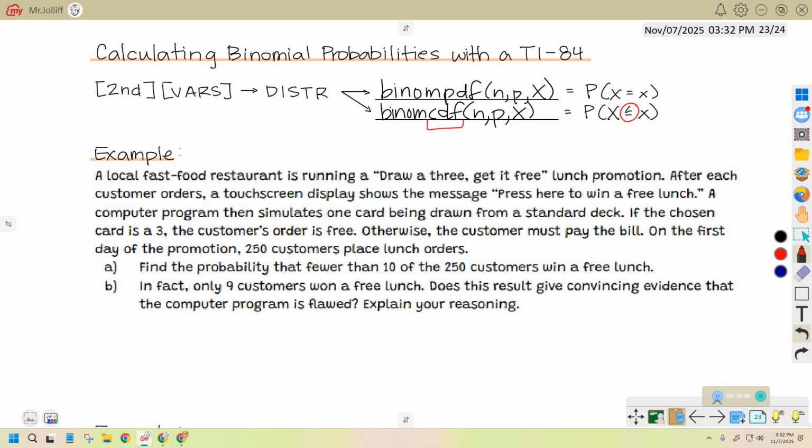Meaning my calculator can handle 2 cases, exactly equal or less than or equal. If the problem I'm solving is not either one of those, I need to rewrite it as one of those. So we are going to practice doing that.